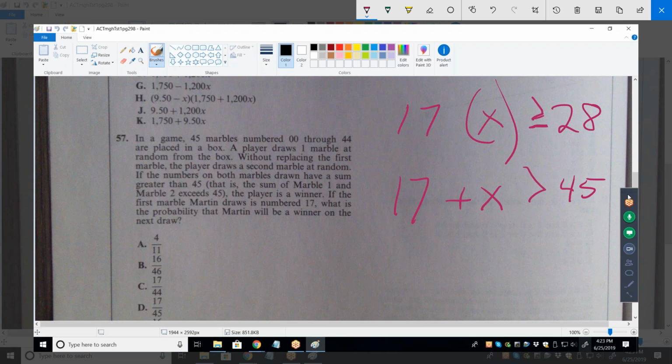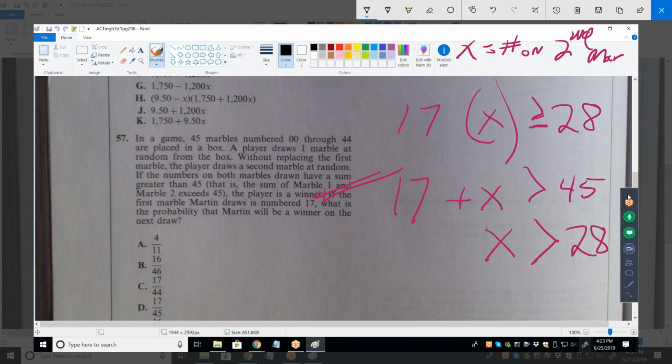Now hold on a second. X is the number on the second marble. That's what X is. X equals the number on the second marble. That's right. So this is definitely true, right? Okay. Solve that for X. X has to be what? X has to be greater than 28.